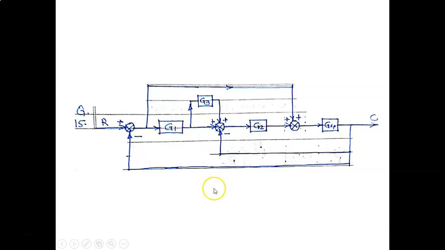Therefore the next step is, now apply the rules here. Which rules will you apply? Just check: blocks in series, blocks in parallel, associative law of summing point, shifting takeoff point after the block, behind the block, shifting summing point behind the block or after the block, and minor feedback loop. All these 8 rules you have to check to decide which rule you will apply.